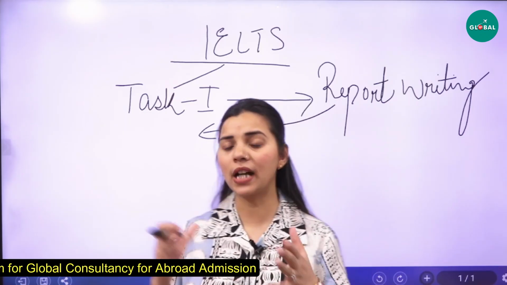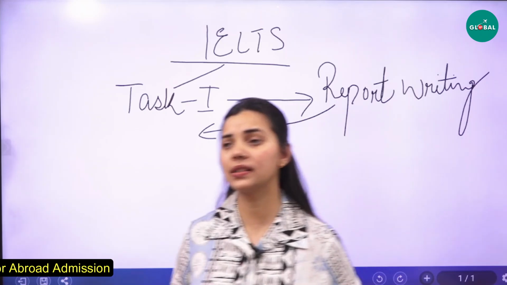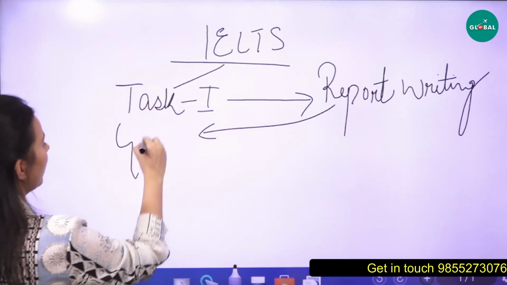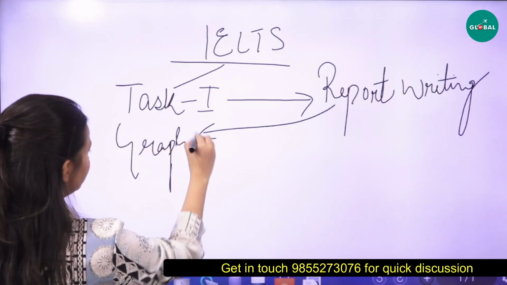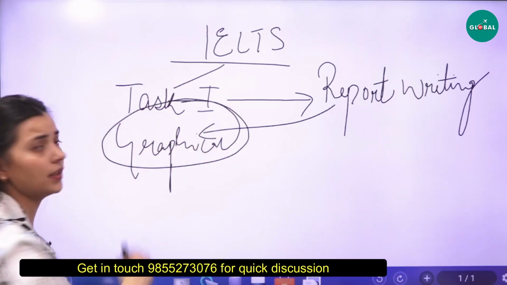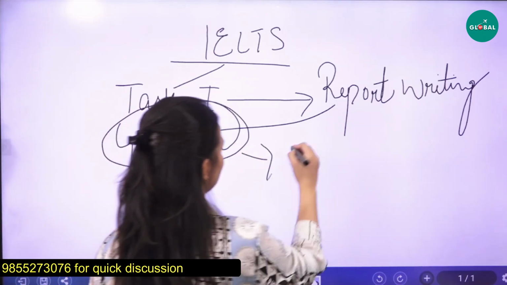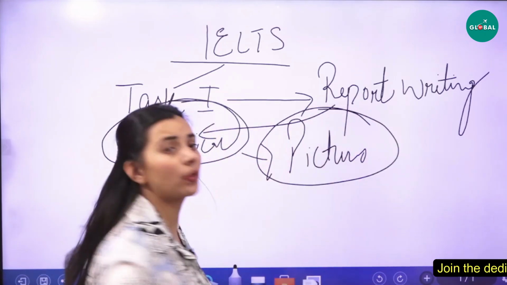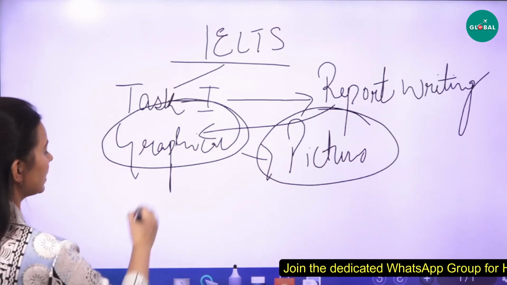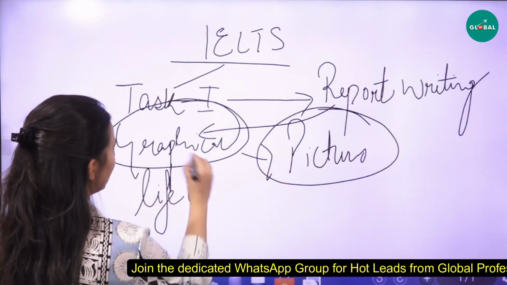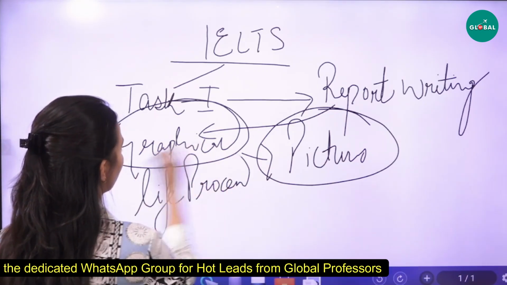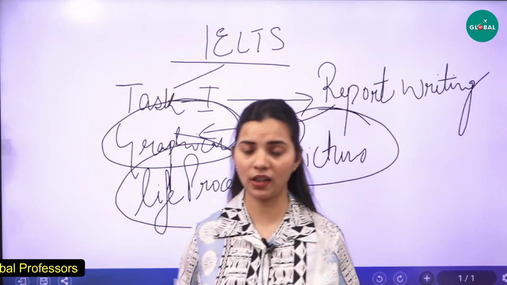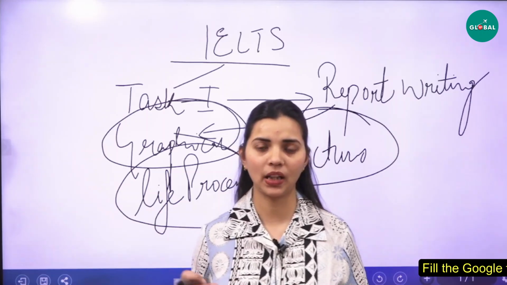So in Task 1, the report writing, you will be given some graphical representation. It can be pictorial, basically pictures. You will be provided some kind of life cycle, and you need to summarize it in your own language. These are the two to three things we need to write about in IELTS Task 1.